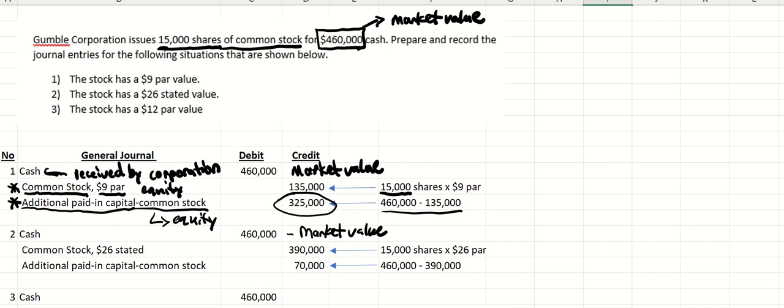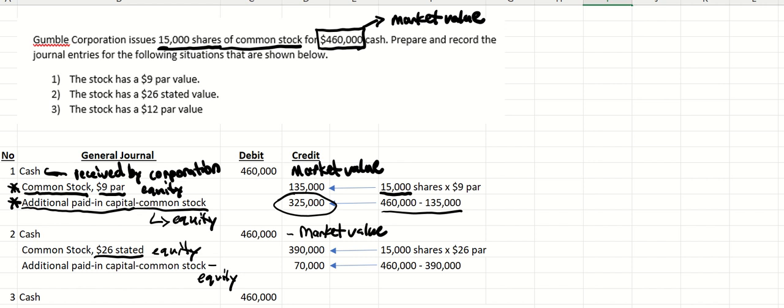Since this has a $26 stated value, you're going to take the $26 and multiply it by 15,000 shares, and that's going to give you $390,000. So that's going to be credited to the common stock account, which again is your equity account. And then the difference here from $460,000 minus $390,000, or $70,000, is also going to be credited to additional paid in capital common stock. So it's two different accounts. They're both equity accounts though.